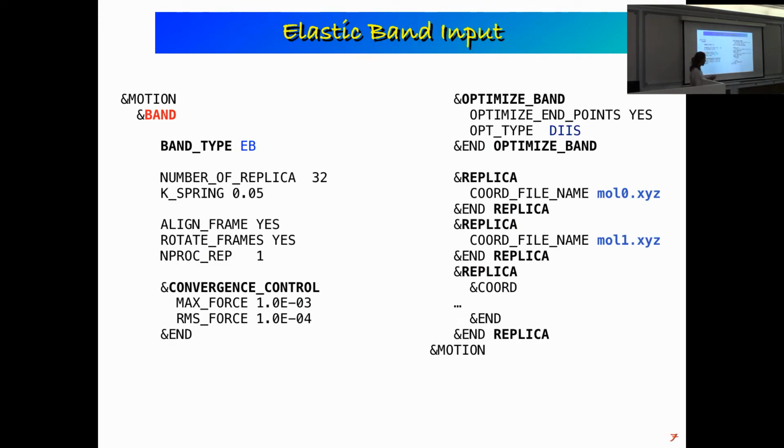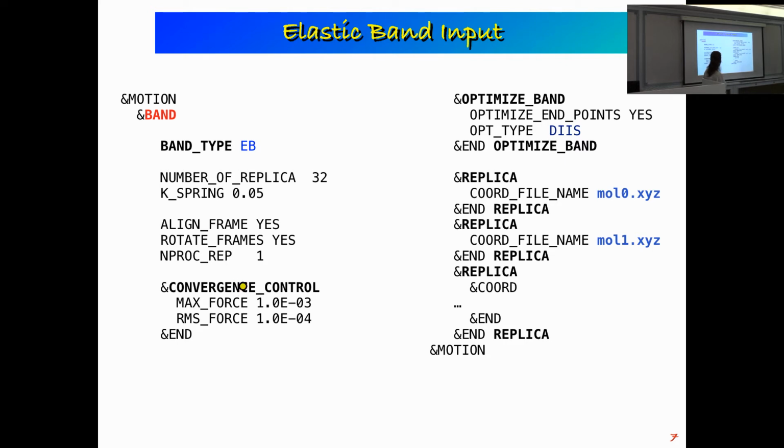This you can do with CP2K, obviously, and the way to do it is to have in the motion, I think run type is band, and in the motion then you have the band section, where very simply, the first method we described, this is the elastic band. You write here band type EB, and then you can give how many replicas you want along your path, which is the spring constant for this restraining potential.